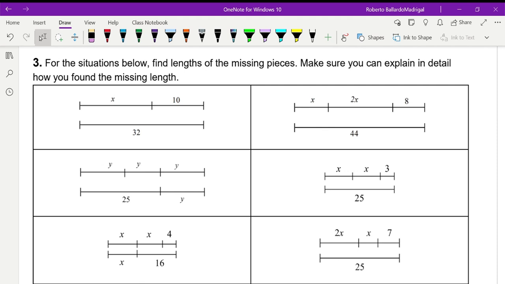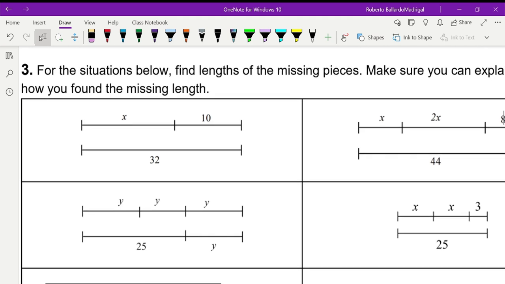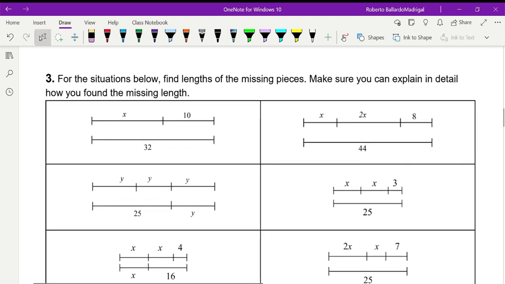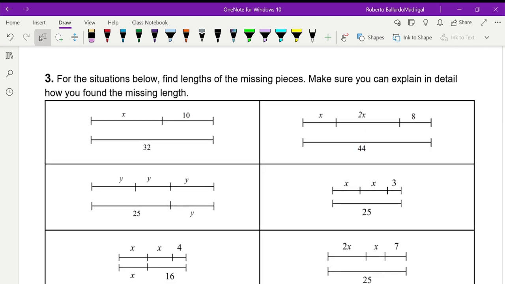So we're gonna do one of these together, so you guys get an idea of what it is that I want you to do. Because now we're going to find the missing value of X. So the instructions are the following. For these situations below, find the lengths of the missing pieces. Just for reference, any missing piece is going to be shown as a letter X. That's a missing piece. Make sure you can explain in detail how you found the missing length.